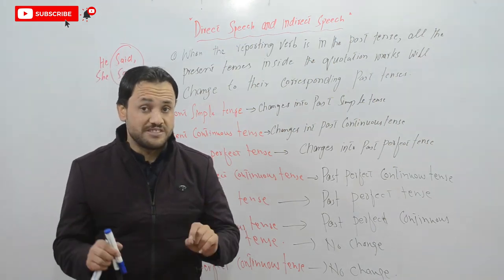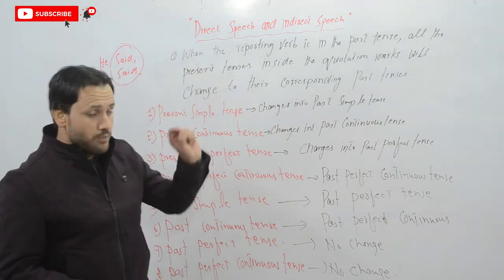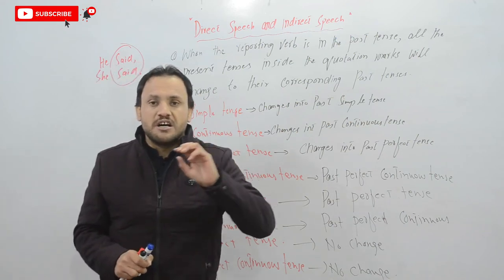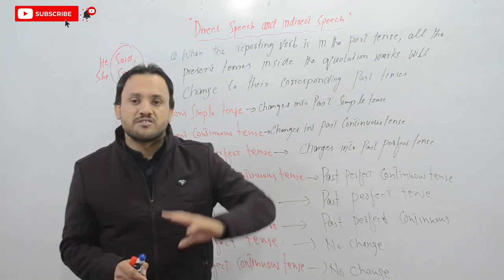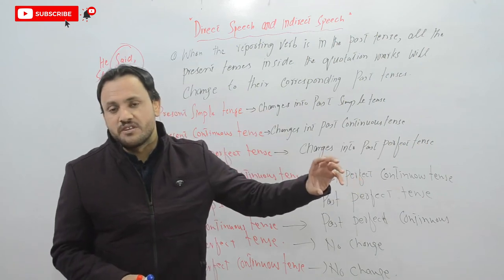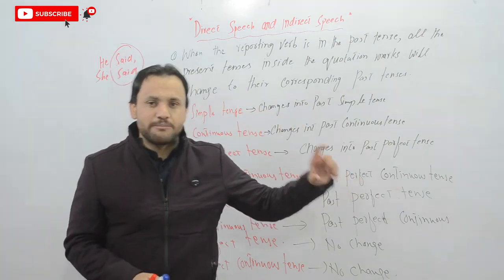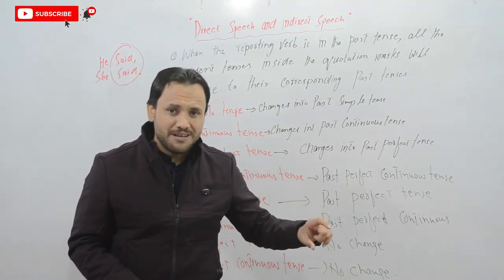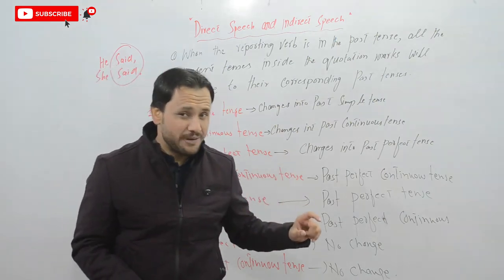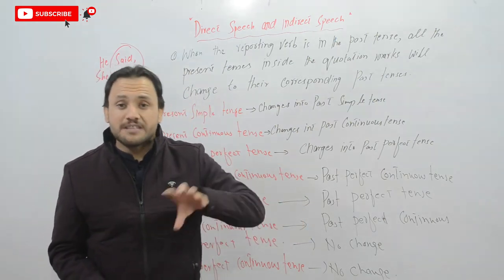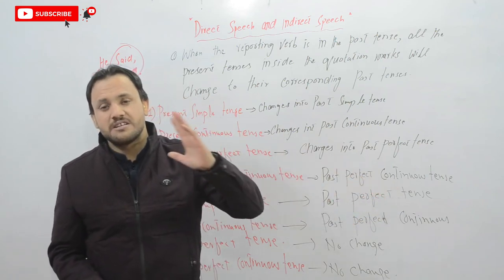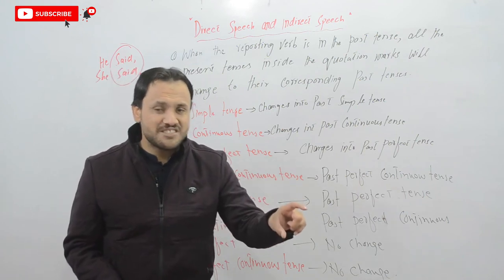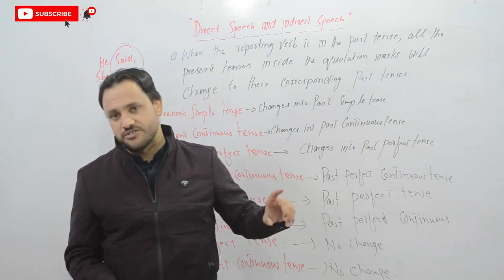Let's have a look at it once again. When the reporting verb is in the past, then the reported speech, or the speech inside the quotation marks, will be changed. Present simple will change into past simple, present continuous will change into past continuous, present perfect tense will change into past perfect, present perfect continuous will change into past perfect continuous, and simple past will also change into past perfect, and past continuous will change into past perfect continuous. Past perfect tense won't change, past perfect continuous tense won't change.